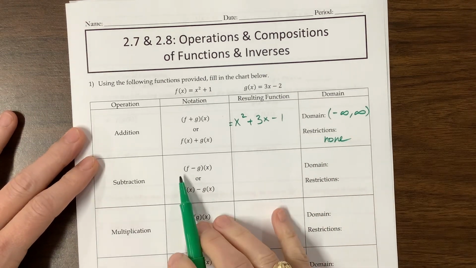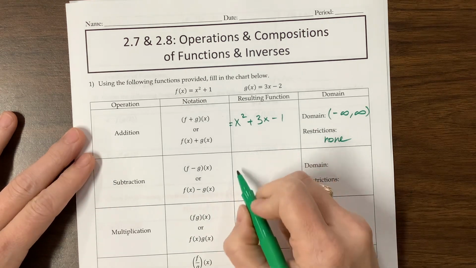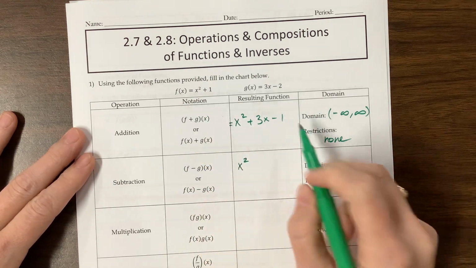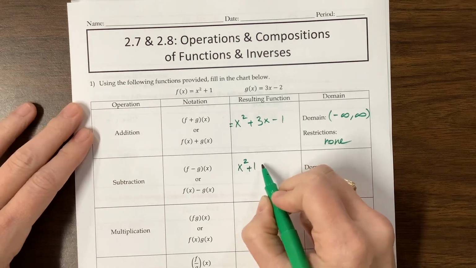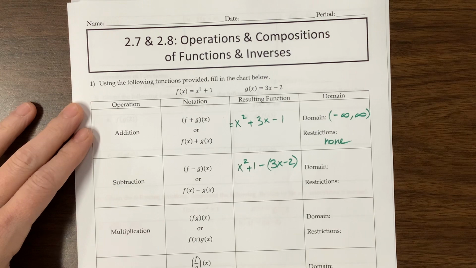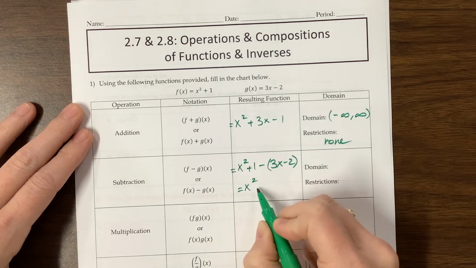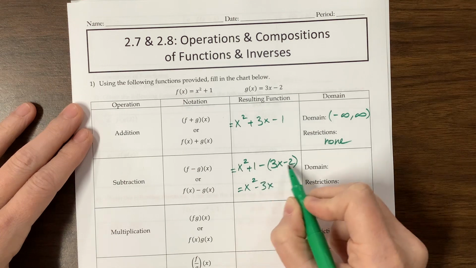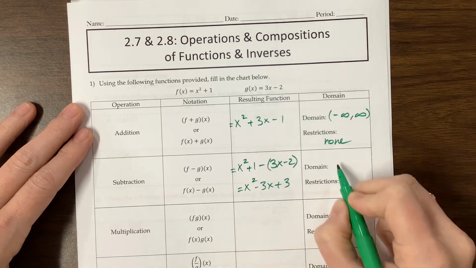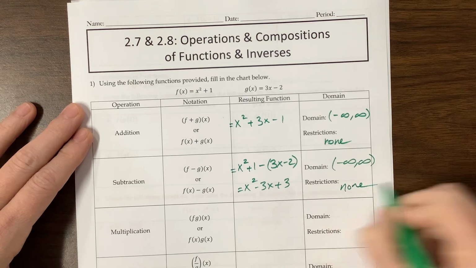Subtraction, we could write it either way here. If I take function f, x squared plus 1, minus g. The thing to be careful about with the subtraction is that you have to distribute the negative. So then it is going to be equal to a positive x squared, a negative 3x, and this becomes a positive 2 plus 1 is a positive 3. Once again, it's a parabola, so there are no restrictions to the domain.